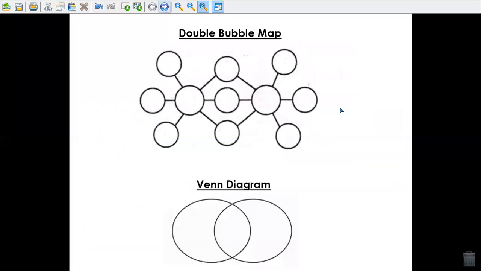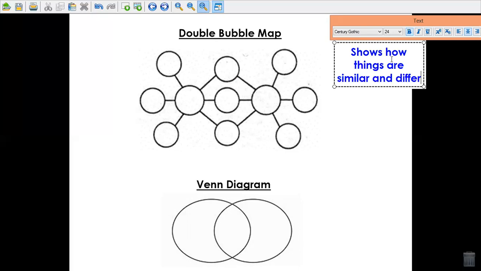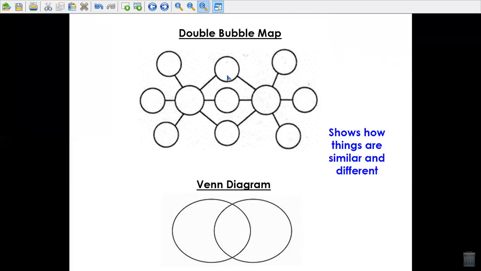Now, at the bottom of the page that you're on with your notes, we're going to draw our two thinking maps. Go ahead and draw our double bubble map, and label it double bubble map, because this is the thinking map that we use to show comparing and contrasting. So we're going to put that it shows how things are similar and different. So both of these thinking maps show how things are similar and different. We use double bubble maps a lot in class, don't we, guys?